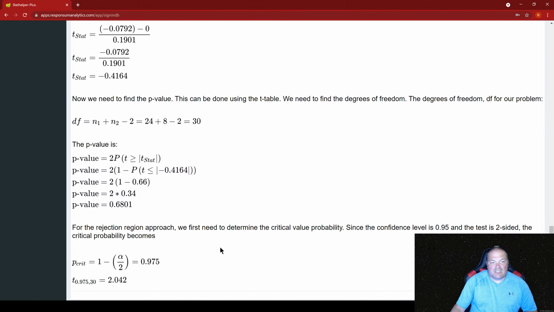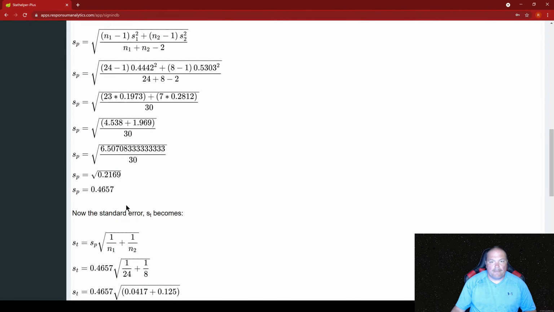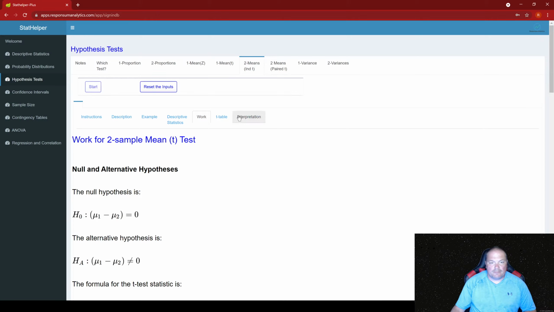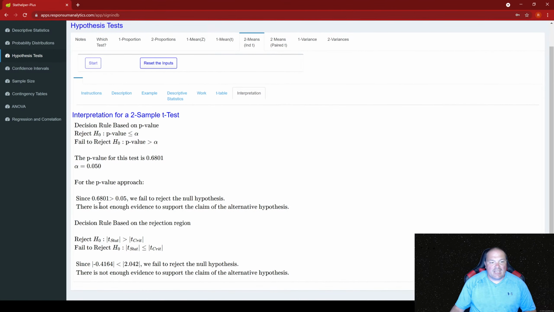Then we're going to go back to the t-distribution, plug these two things in, and find our p-value. Because the t-distribution is dependent on degrees of freedom, you typically will not do this with a table. You're going to do this with a computer. So we find our p-value to be 0.6801. When we come up here to our interpretation tab, we find that since 0.6801 is greater than 0.05, we fail to reject, and conclude that there's not enough evidence to support our claim.